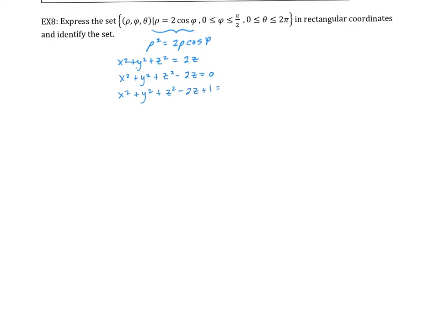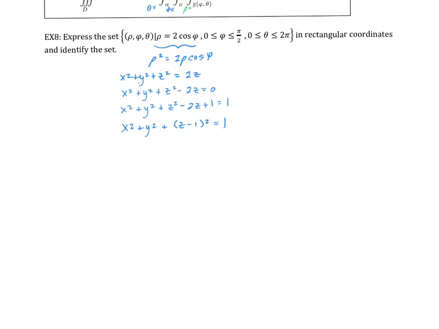And I'm going to add 1 to both sides. The z squared minus 2z plus 1 just becomes z minus 1 squared. So I have it in the correct form to identify this as a sphere with a center of 0, 0, 1. Is it the whole sphere? And that's where I have to be careful and go back to my phi and my theta. The theta says I'm going all the way around from 0 to 2 pi, so that's good. But phi is only going from 0 to pi over 2.